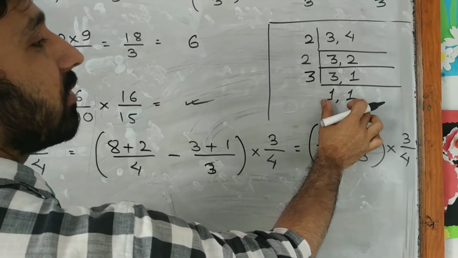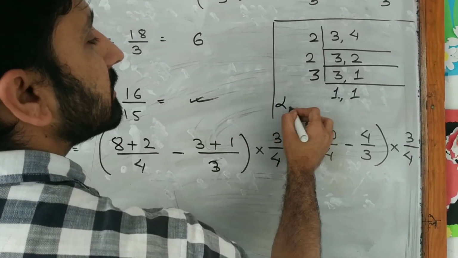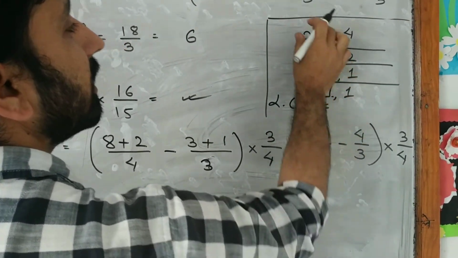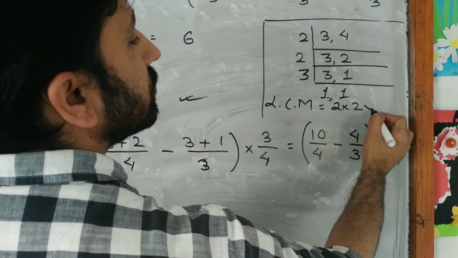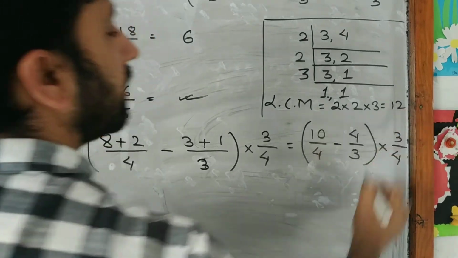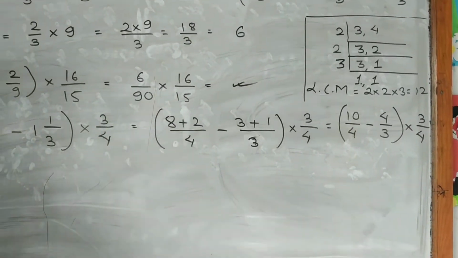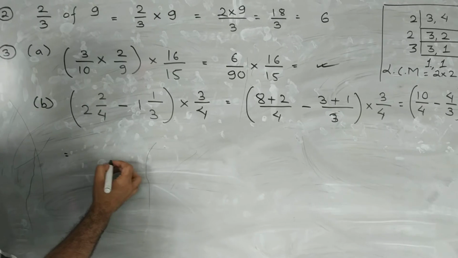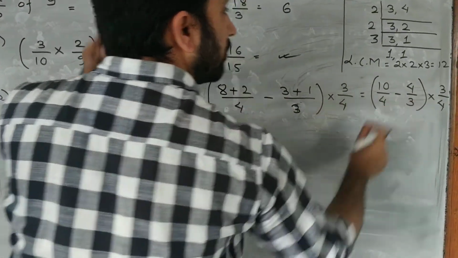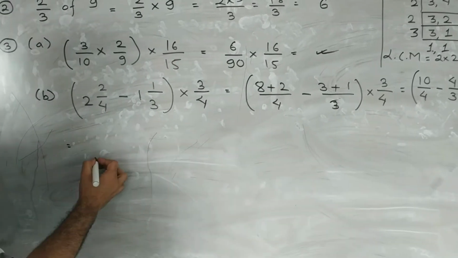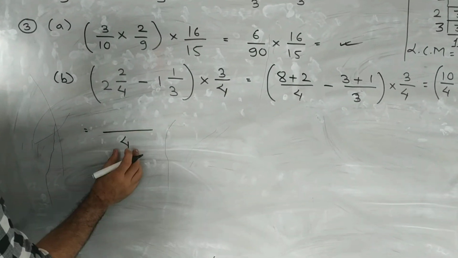After we get 1 and 1, for the LCM we multiply the divisors. That means 2 twos are 4, 2 into 2 into 3, that is 12. Now it will be a revision of the previous session. That means we have to make this denominator 12. How to make this denominator 12?